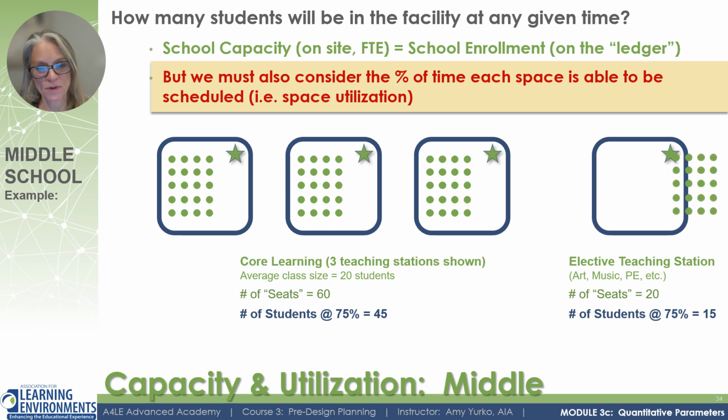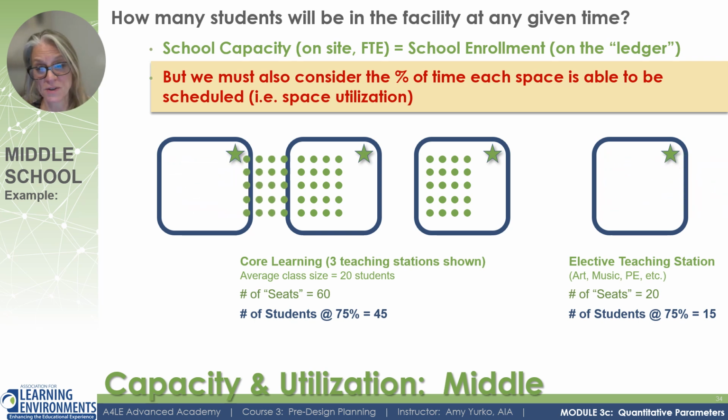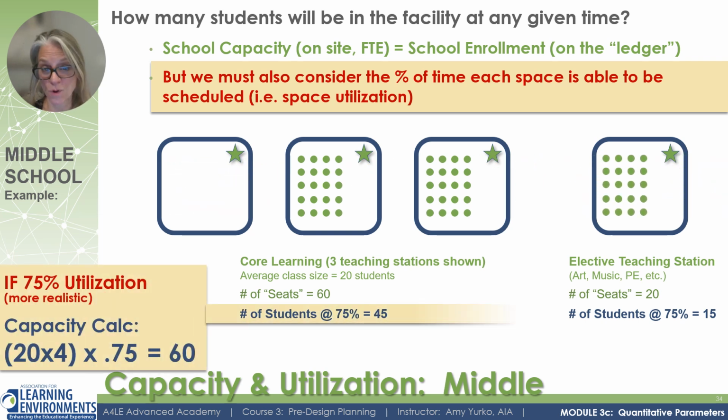So in this example, if we use an average of 75% utilization, this means that 1 out of every 4 teaching stations are empty at any given time or used for other purposes. And so this example illustrates that the seat count of 80 becomes a more realistic 60 student capacity when we recognize those realities of time and space and teacher resources.